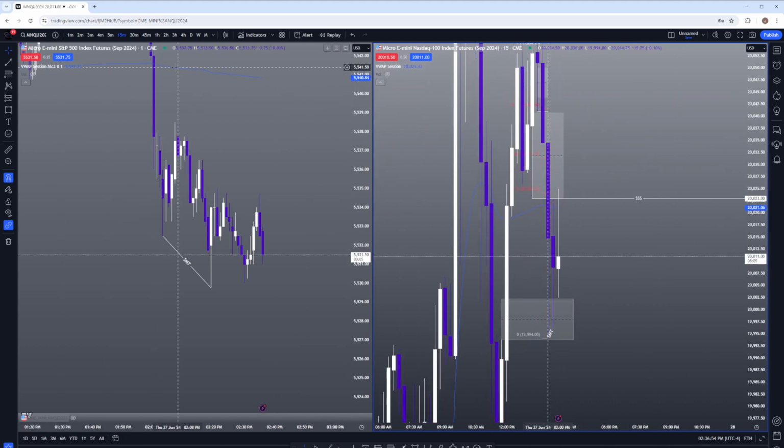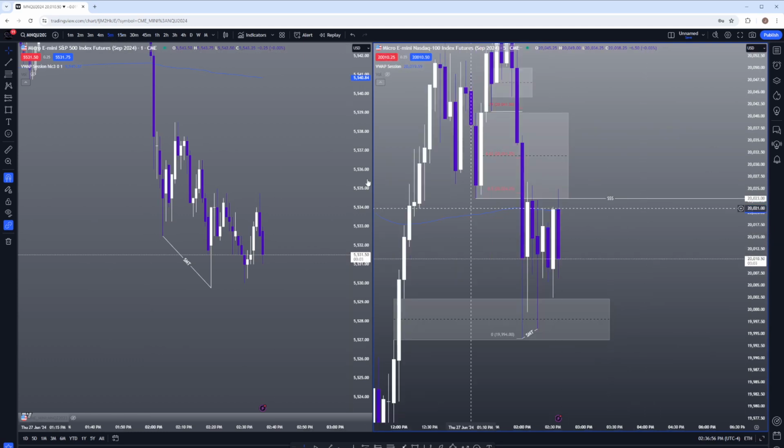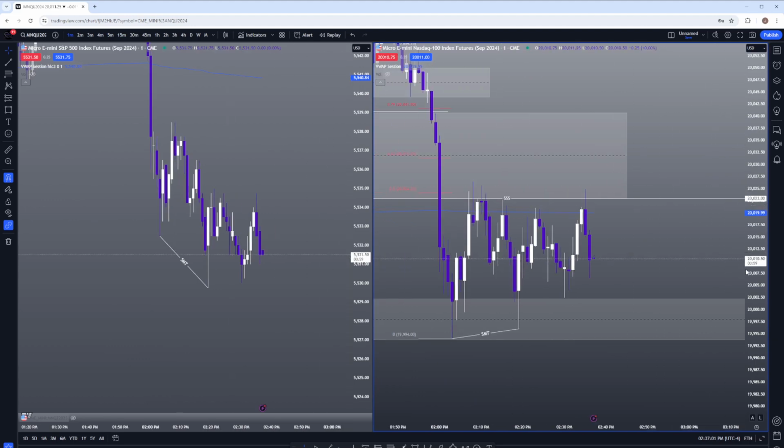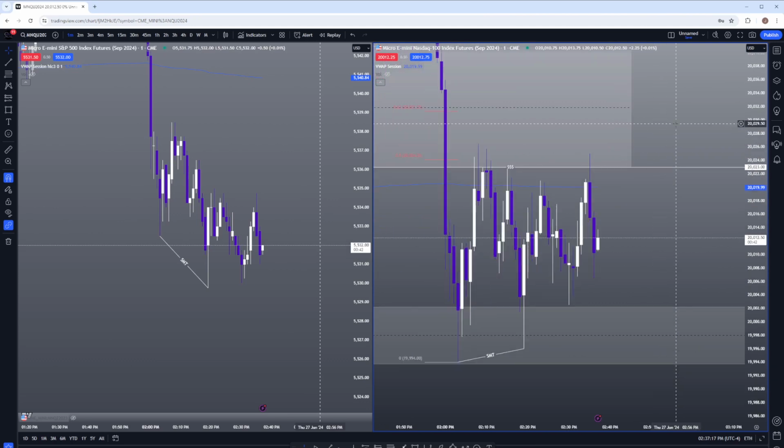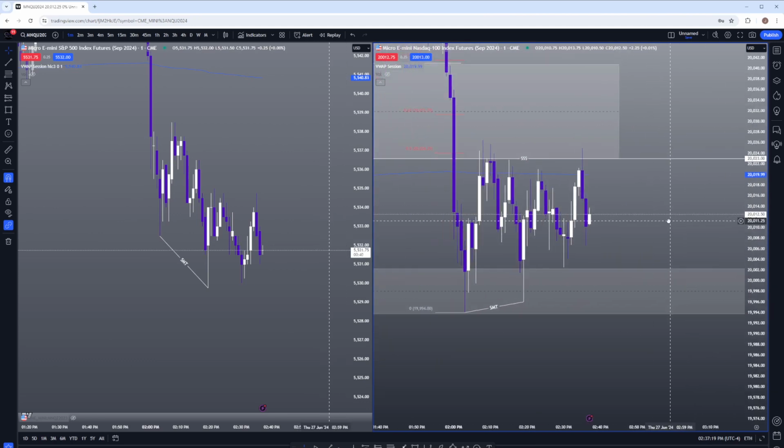Nice reaction off that 15-minute bearish fair value gap. Thought we might try to go touch into the 5-minute. So we'll see if we get any kind of real move here.